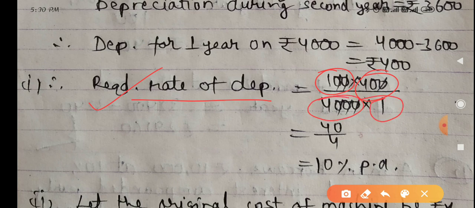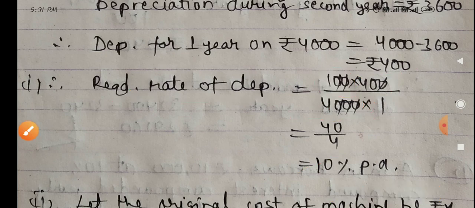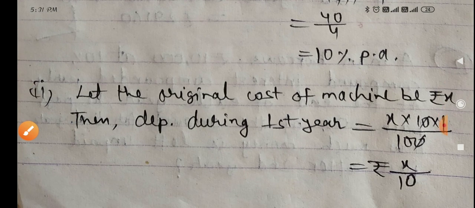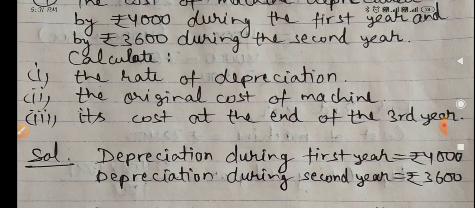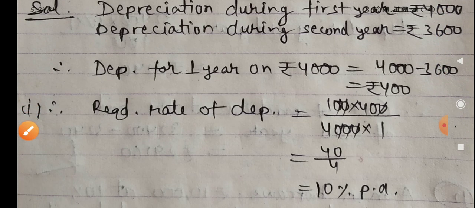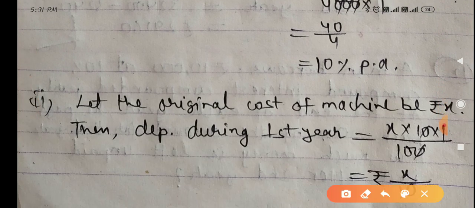100 into I upon P into T. 100 into I is 400, P is 4000 rupees, T is 1 year, 10% per annum. So this is the rate of depreciation per annum. Now you have to find in the second part the original cost of machine. So let the original cost of machine be X.